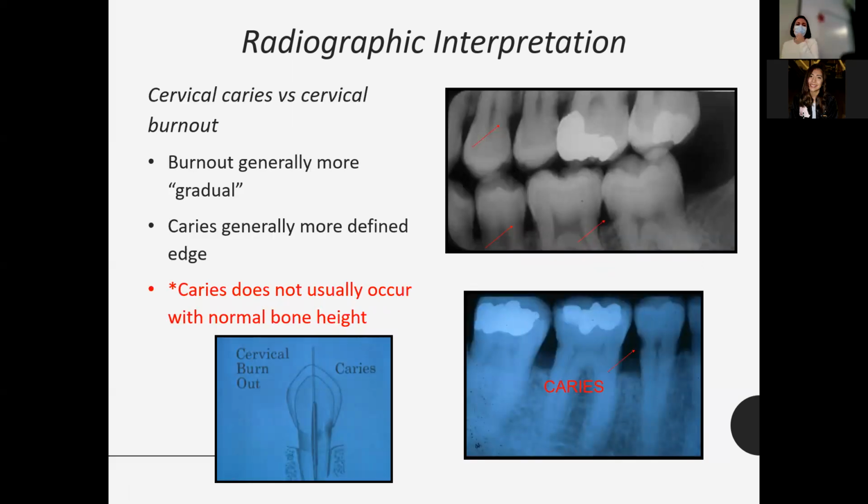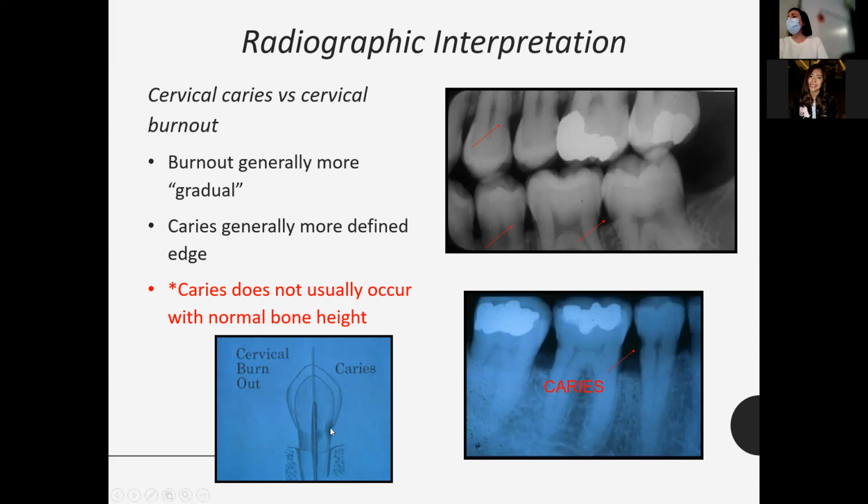Okay, radiographic interpretation. So cervical caries versus cervical burnout. We have the bone level up here and up here. The other thing is burnout is more gradual. Here we have an example of caries where it looks very notched and very distinct. Whereas cervical burnout is more diffuse, like a diffuse shadow right around the CEJ.